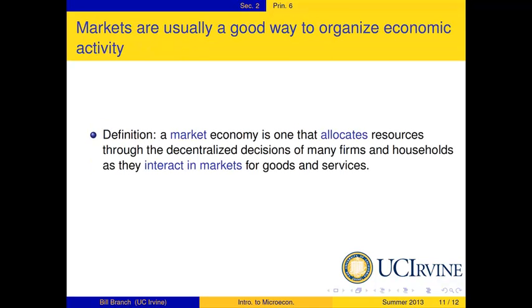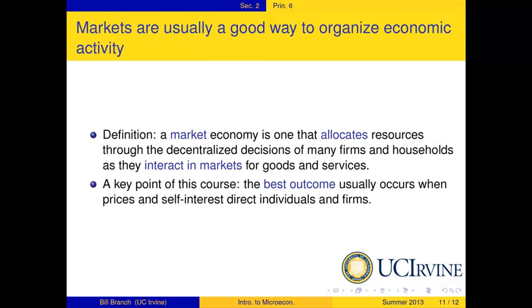Principle 6 is that markets are usually a good way to organize economic activity. What's the definition of a market economy? Well, it's one that allocates resources through the decentralized decisions of many firms and households as they interact in markets for goods and services. One key lesson from this course is that the best outcome usually occurs when prices and self-interest direct individuals and firms in markets.